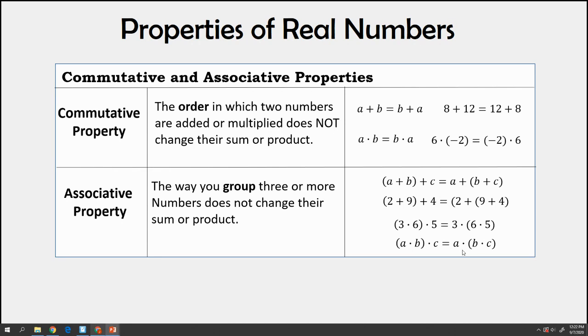And the same here. I did the same thing with variables. Order's the same. A, B, C on the left, A, B, C on the right. The difference is I grouped A and B on the left. I grouped B and C on the right. So commutative is order. Associative is grouping.